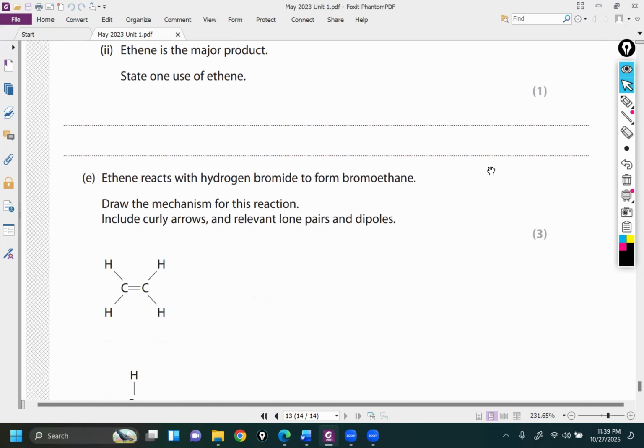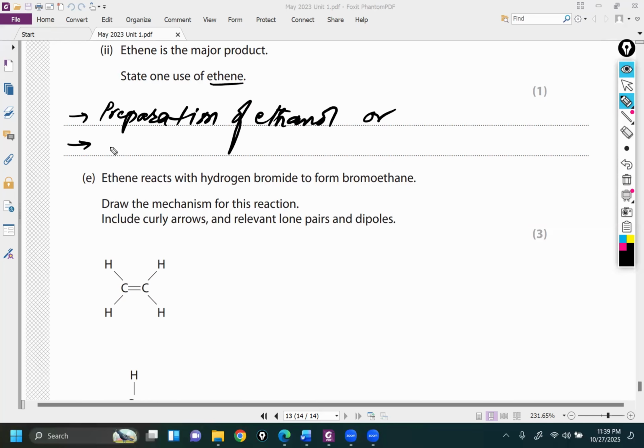Ethene is the major product. State one use of ethene. It is used in the preparation of ethanol. Ethanol is produced by ethene reacting with steam with phosphoric acid at 300 degrees Celsius and high pressure. Or you can also write that ethene can be used in making polyethylene, which is a polymer used in plastic bags. Easy option.